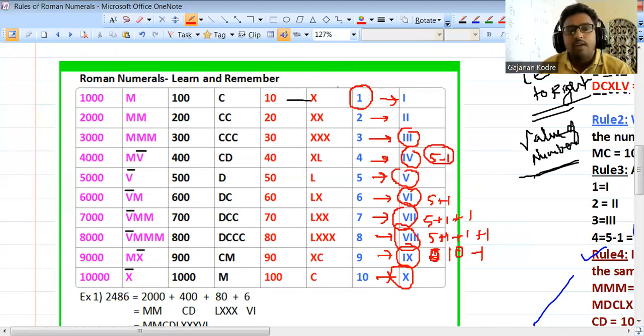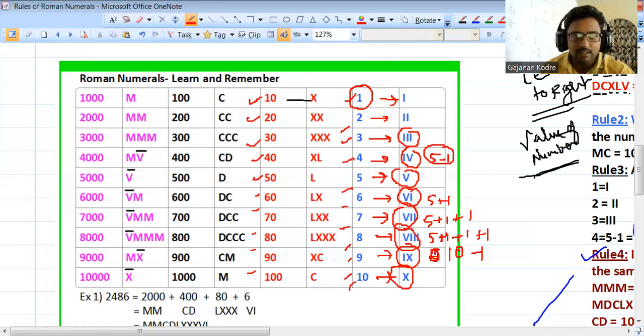Same with the multiples of 10. What are the multiples of 10? 10, 20, 30, 40, 50, 60, 70, 80, 90, 100. Just as here the multiples of 1 are 1, 2, 3, 4, 5, 6, 7, 8, 9, 10. Then the multiples of 10: 10 is X, 20. What is 20? 10 plus 10, double X. 30 is 3 times 10, addition of 3 times, that is triple X. 40 is 50 minus 10, XL. 50, there is already a symbol.